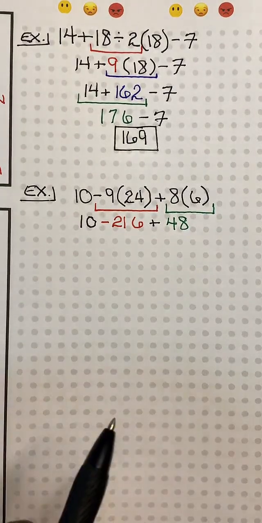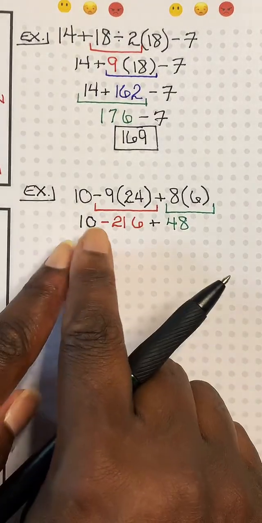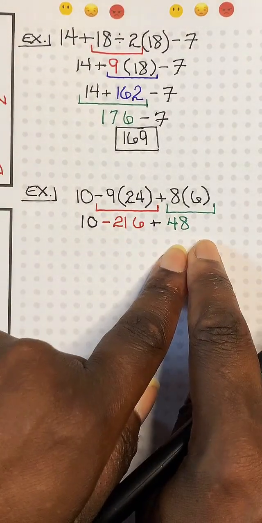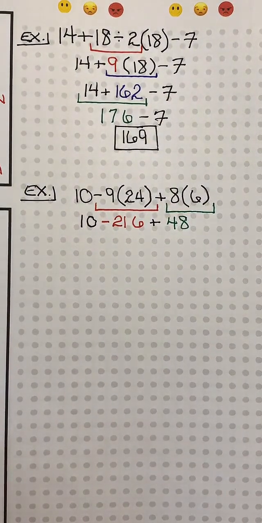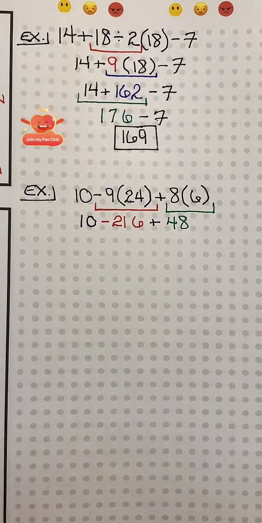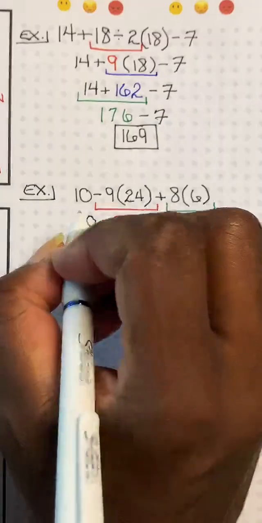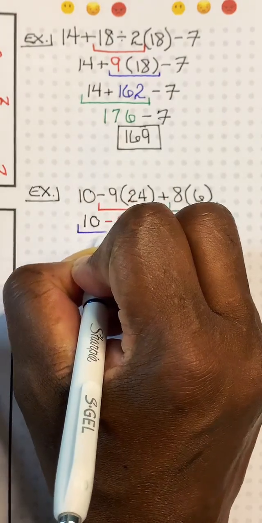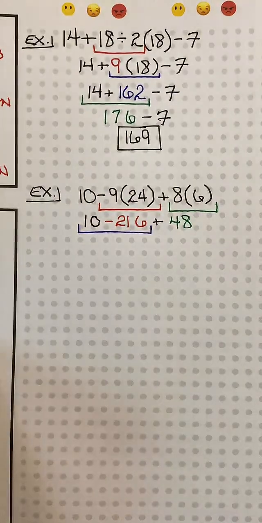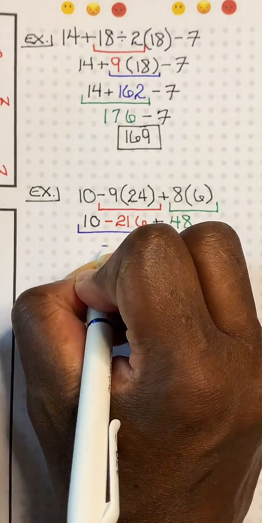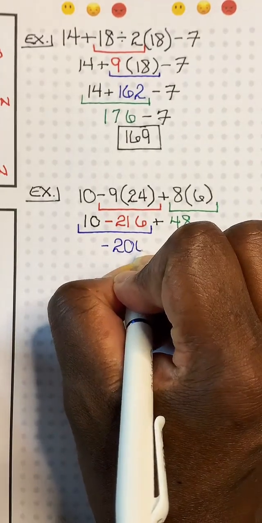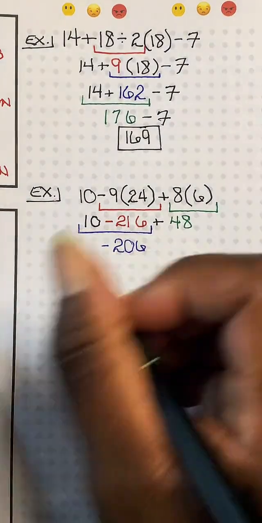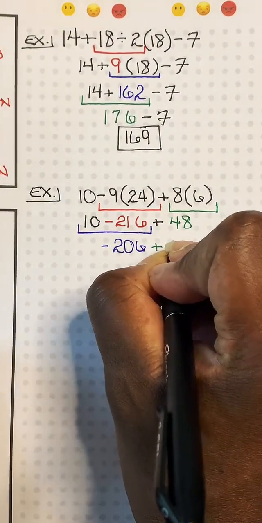Now we're looking at addition or subtraction from left to right. I know, I sound like I'm going crazy, but I have to do it that way, right? So, if we're taking our 10 minus our 216, that's going to give me a negative 206. Bringing down my plus 48.